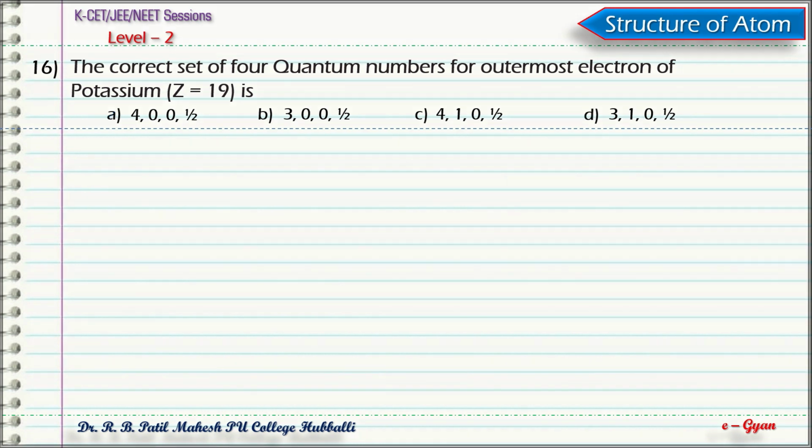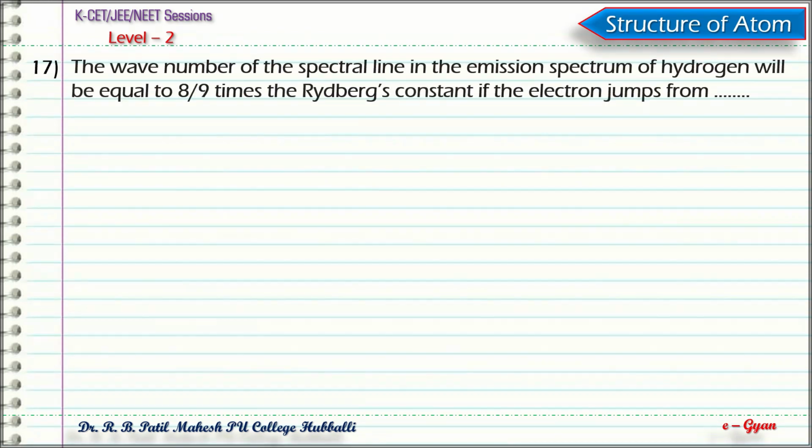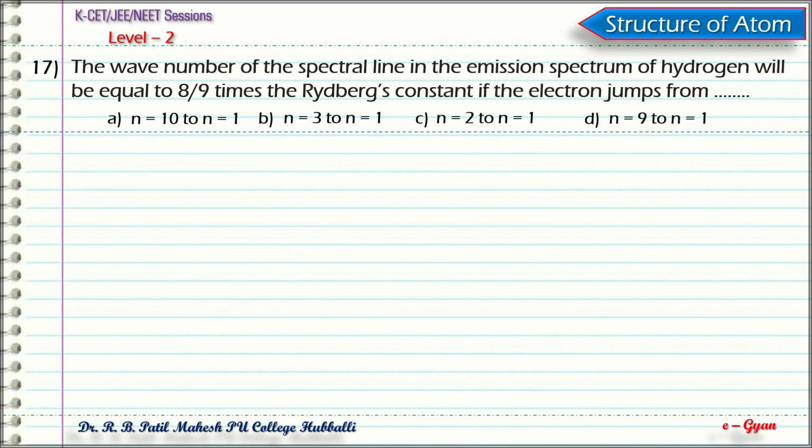Moving to the next question. Question number 17. The wave number of a spectral line in the emission spectrum of hydrogen will be equal to 8 by 9 times of Rydberg constant if the electron jumps from which of the following orbitals to n equal to 1. So you can observe here, in all the cases, the electron is coming to n equal to 1. That means n1 value is fixed, n2 we need to find.